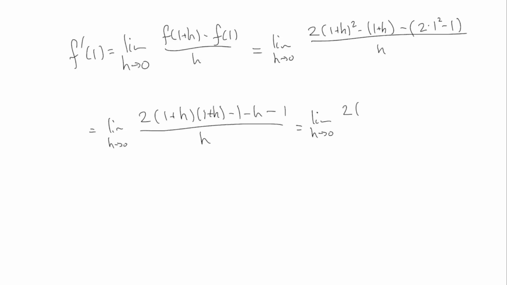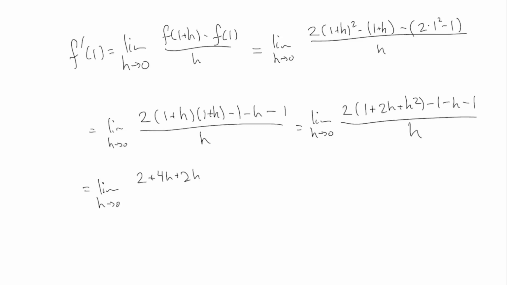Now I'll do the FOIL thing. On the front it's 1 times 1, which is 1. In the middle it's h. On the outside it's also h, so this adds up to 2h. And then on the ends it's h times h, which is h squared. And then I have minus 1 minus h minus 1 over h. And finally distribute the 2, and I should be ready to start canceling everything out. So 2 plus 4h plus 2h squared minus 1 minus h minus 1 over h.